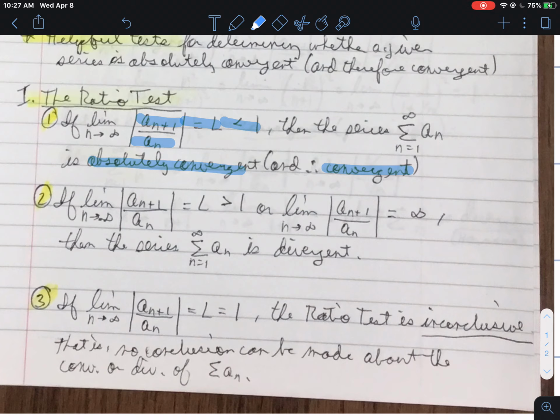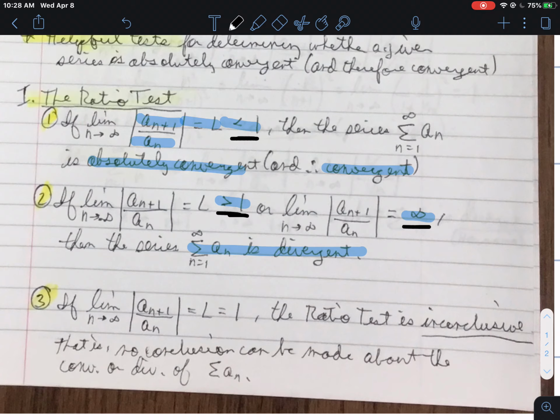Part 2 of this: the limit as n approaches infinity of the absolute value of a sub n plus 1 over a sub n, in this case equal to L but greater than 1, or if that limit is infinity, then the series is divergent. Okay? So it's all about, first of all, does the limit exist? If it exists, is the value greater than 1 or less than 1? If it's less than 1, it's convergent, or more precisely, absolutely convergent, which makes it convergent. Or if it's greater than 1, then it's divergent. We also have, if that limit is infinity, a divergent series as well.